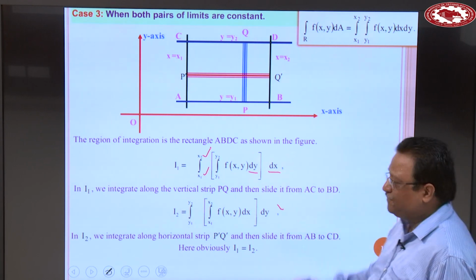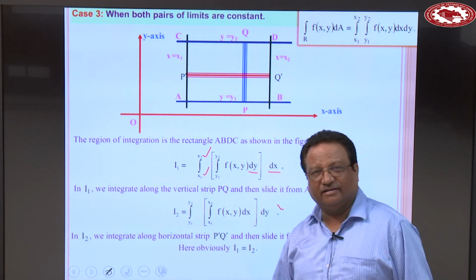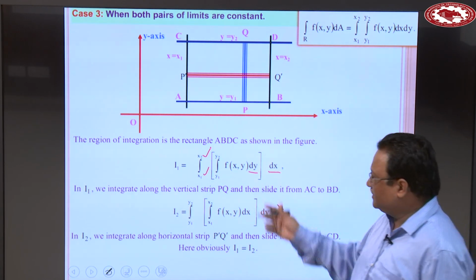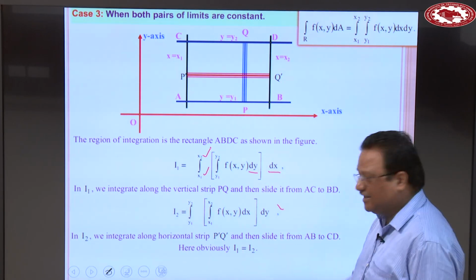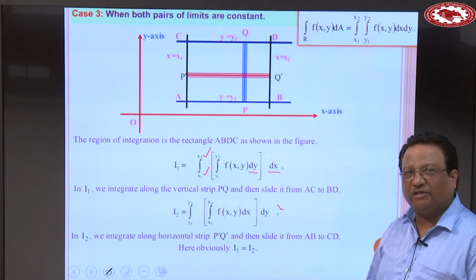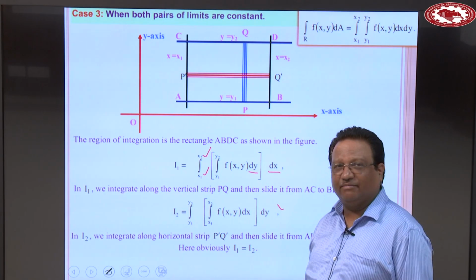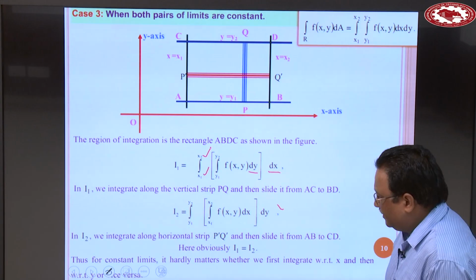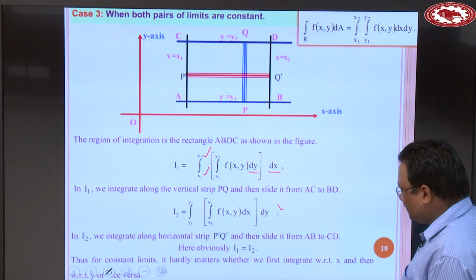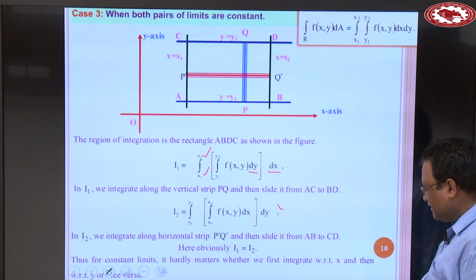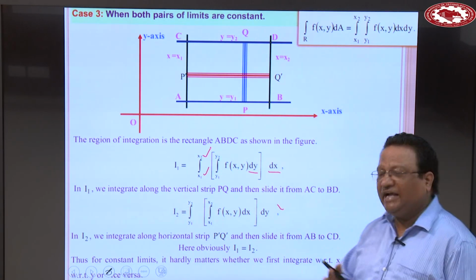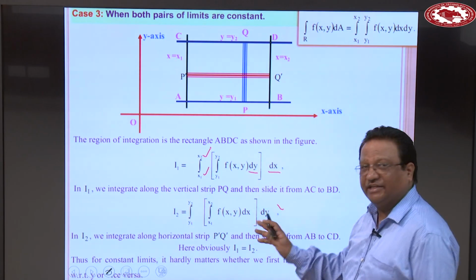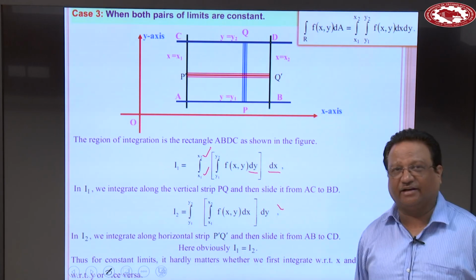And then obviously if you calculate the value of this double integral problem in any manner, okay, you will get I1 is equal to I2, okay. By both the processes the value you will get the same, okay. Thus the constant limits, it hardly matters whether we first integrate with respect to x and then with respect to y or vice versa. But accordingly आपको ये जो लिमिट्स है वो एक्सचेंज करनी है, ये जो ऑर्डर है इसको भी एक्सचेंज करना है, ठीक है ना.